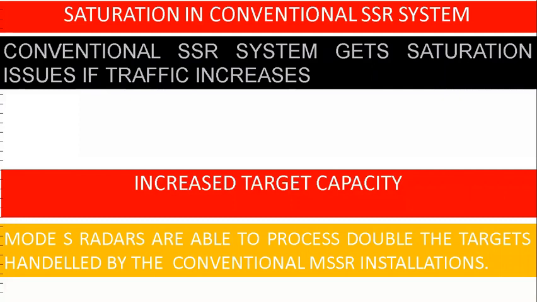Saturation in conventional SSR systems. A conventional SSR system gets saturated due to the increase in traffic, so it is not able to handle the increased traffic capacity. MODIS radars are able to process double the targets handled by conventional monopulse secondary surveillance radar installations.